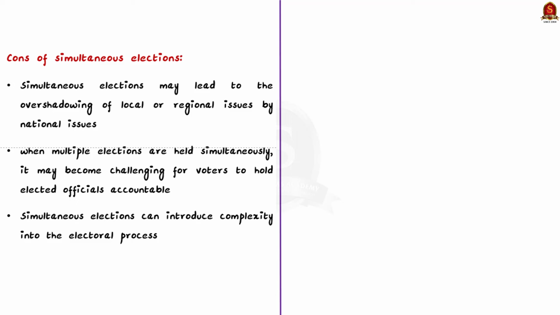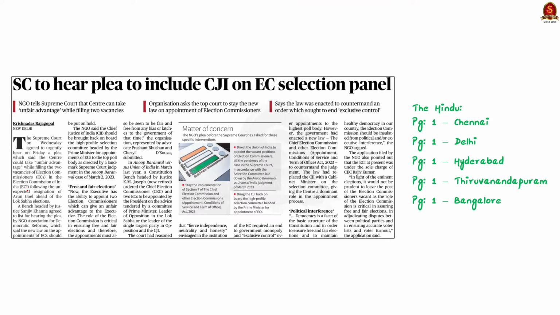With this, let us conclude the discussion and move to the next news article. Look at this article. An NGO called Association for Democratic Reforms approached the Supreme Court regarding appointment of election commissioners. They raised concerns that the government might unfairly benefit while appointing 2 election commissioners. The NGO requested the court to suspend a new law regarding the appointment of election commissioners. They suggest that the Chief Justice of India should be included in the selection committee of the appointment process.